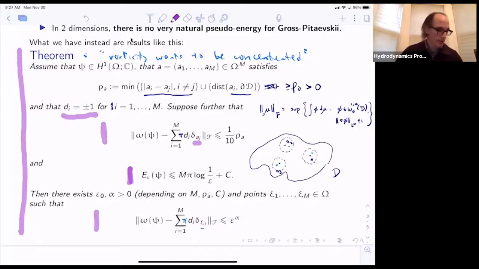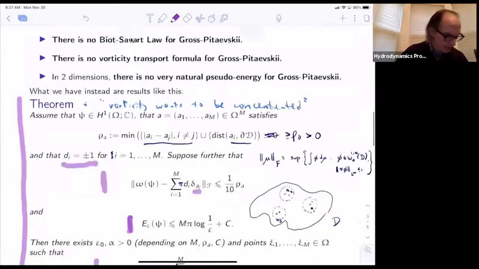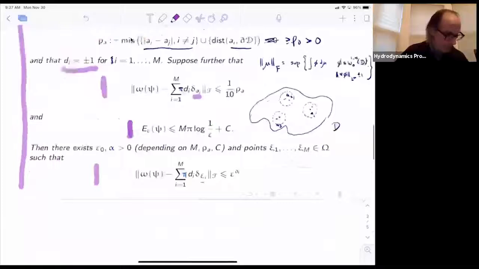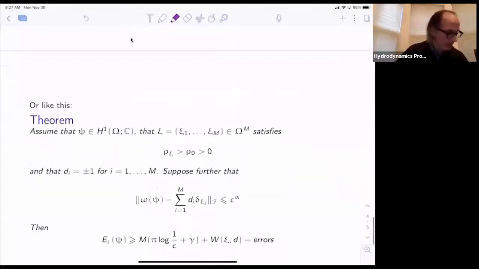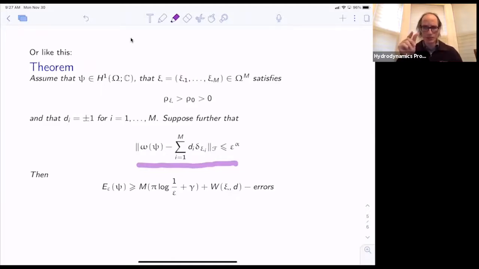Okay, so another theorem, this one I didn't state in full. So in practice, when we're studying the Ginzburg-Landau equation, we'll be able to assume that this is true, that there are some points around which the vorticity is concentrated on some scale that is much smaller than 1. The length scale is much smaller than 1.